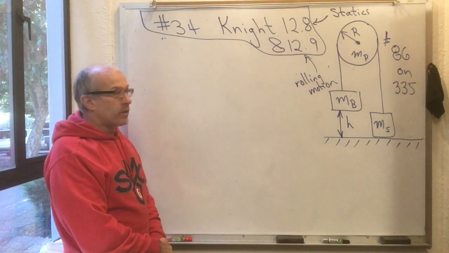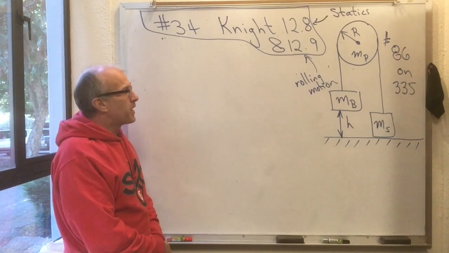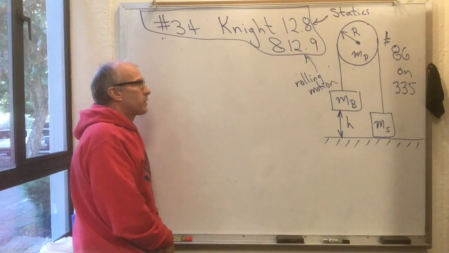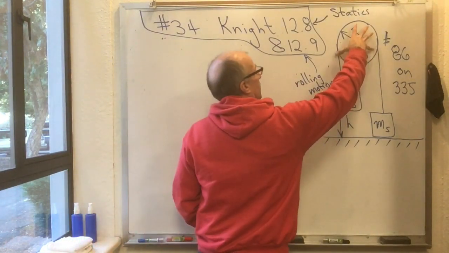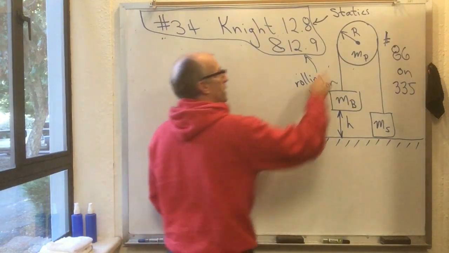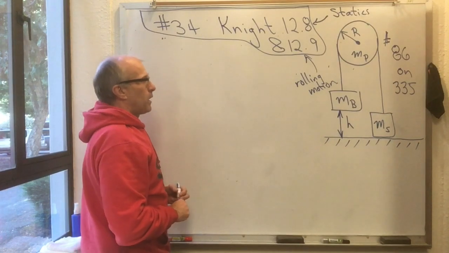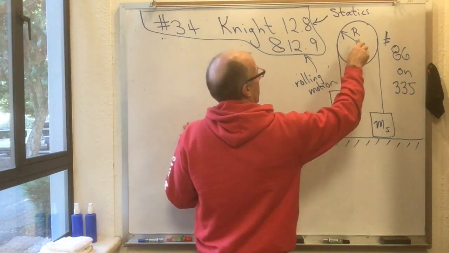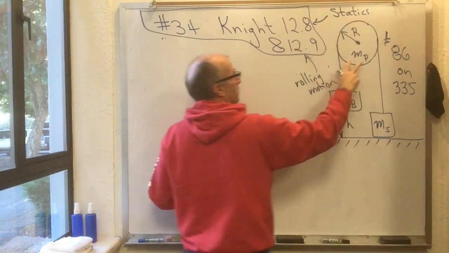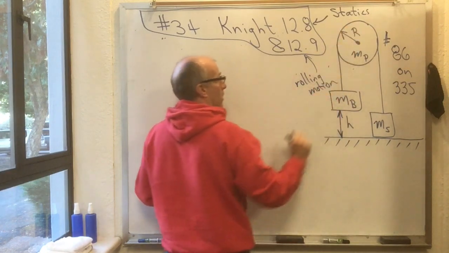Now let's do an example that illustrates 12.9. 12.9 is on rolling motion. Rolling motion often involves needing to know the kinetic energy or the angular momentum of a spinning pulley or a spinning wheel or something like that. So here we have a spinning wheel, which we're not going to neglect the mass of. We're going to say that's the mass of the pulley, and it's got a radius, r.